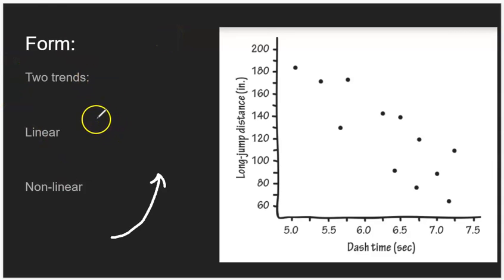So in this case, we've got the nice downwards trend. Even though the dots don't match up to a line, you could probably fit that data to a line. So we would call this graph about dash time and long jump distance linear. But that diamond problem we saw at the beginning, something like non-linear, since we're not describing a straight one-to-one increase, but more like a gradual exponential growth.